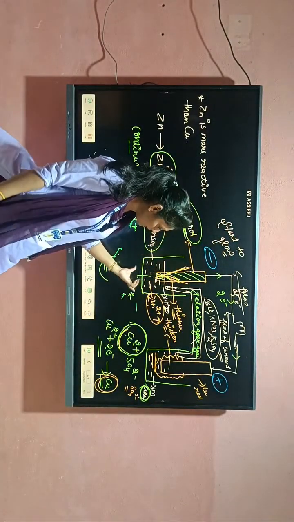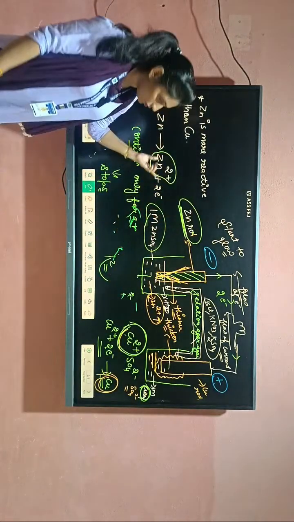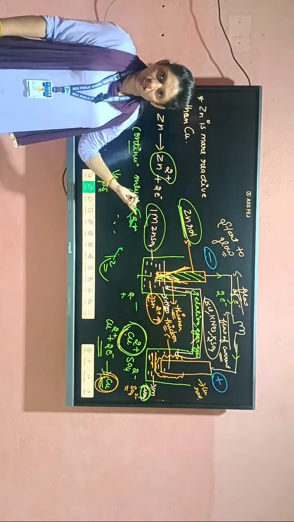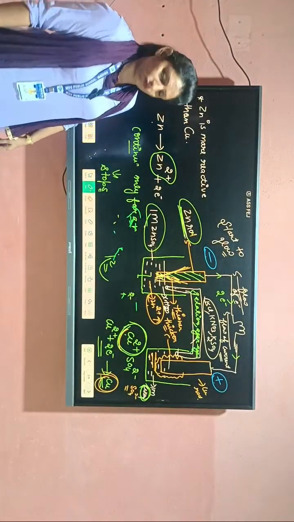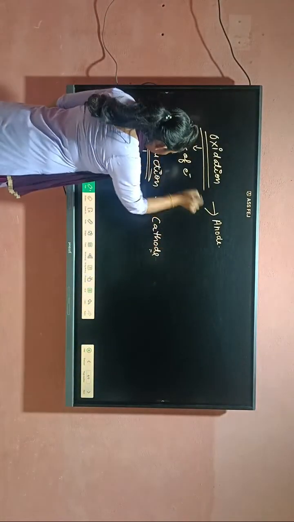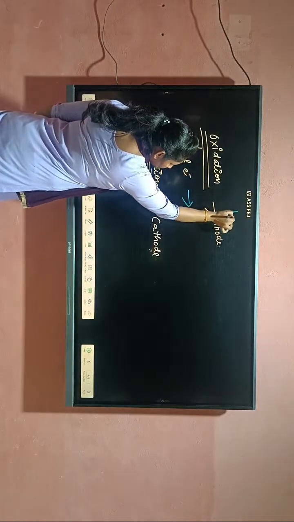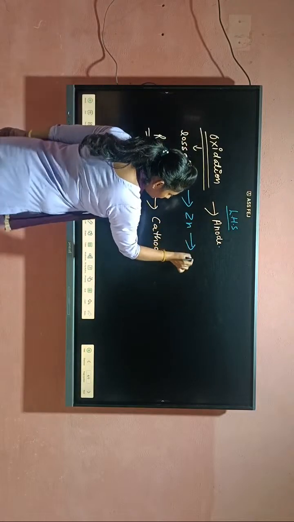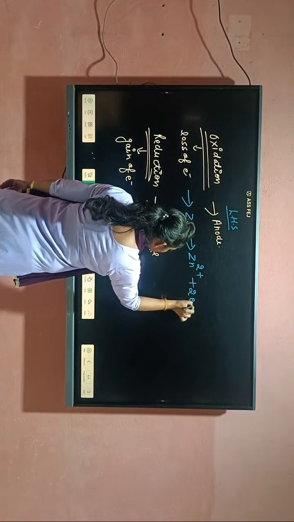At this, what will happen? Loss of electron takes place here. Zinc is losing its electron, and loss of electron is oxidation. Means at this, oxidation is taking place. Then students, on the left hand side, zinc is converting into Zn2+ by losing 2 electrons.